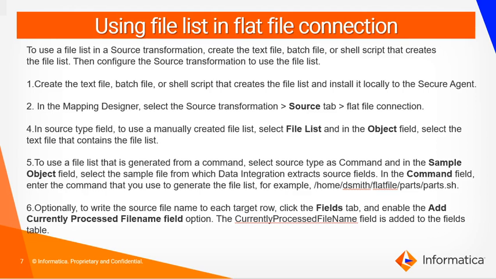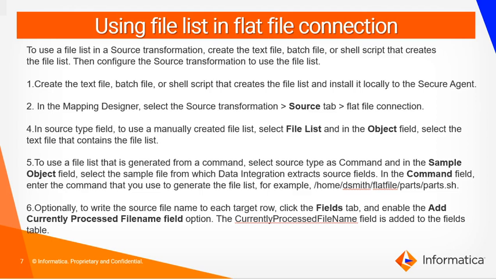Using file list in flat file connection. To use a file list in source transformation, create the text file, batch file, or shell script that creates the file list. Then configure the source transformation to use the file list. The first step would be to create the text file, batch file, or shell script that creates the file list and place it locally to the secure agent.